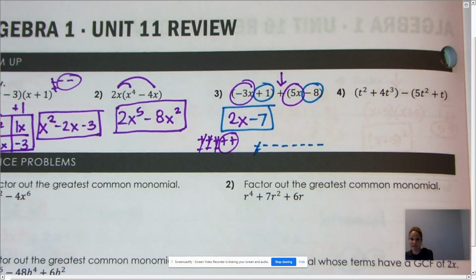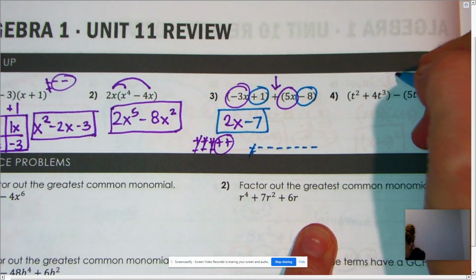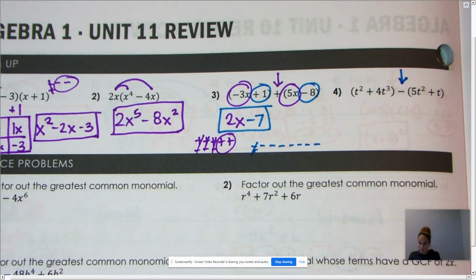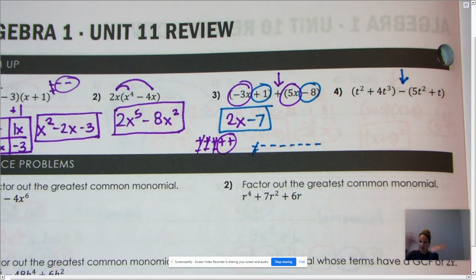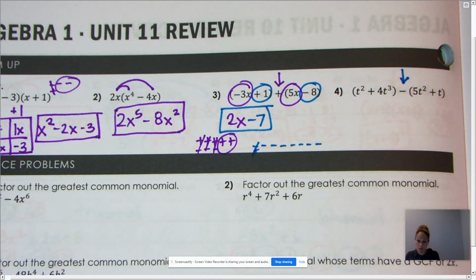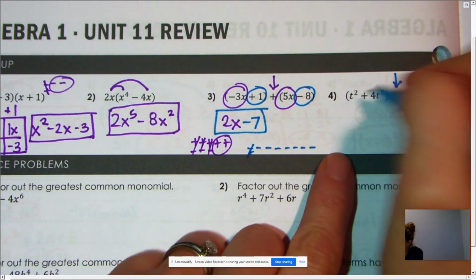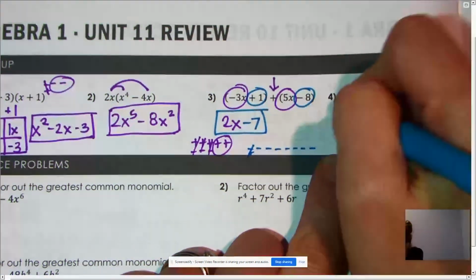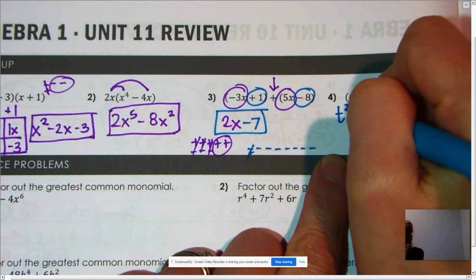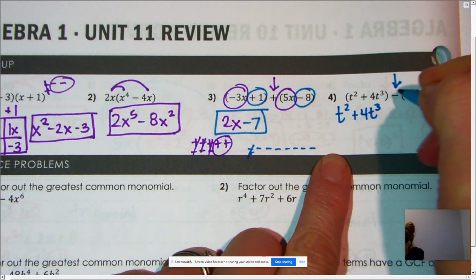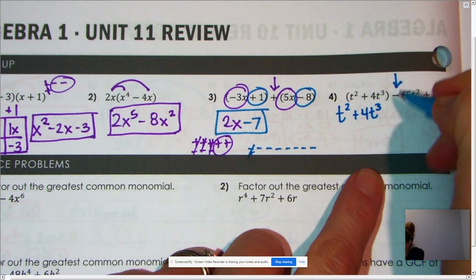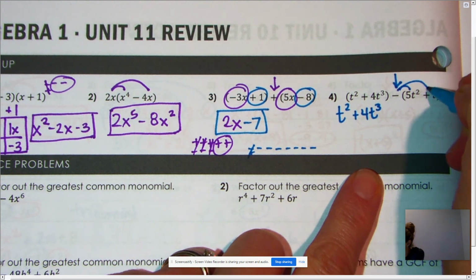This one, unfortunately, has a subtract problem. And so that subtraction applies to everything that follows it. So maybe you guys remember from middle school, keep, change, where we keep everything the same from that first one. Nothing's happening to the beginning here. So I'm just going to write t squared plus 4t to the 3rd. Then we're going to change this to an addition problem. We're going to add the next two things.